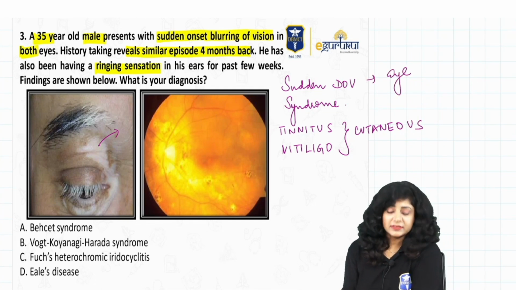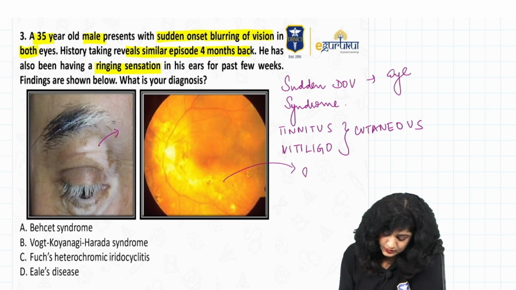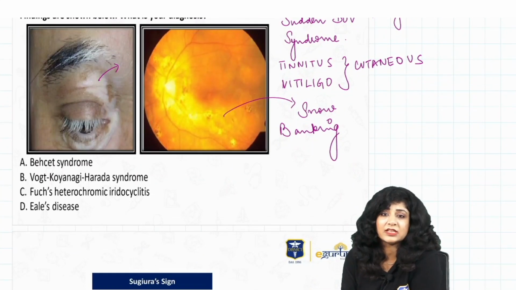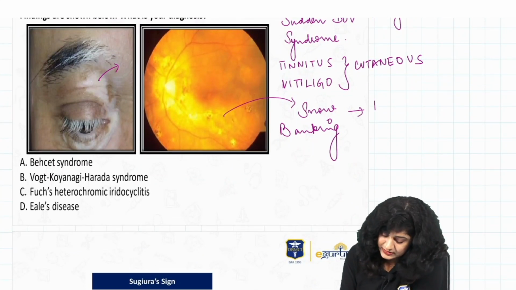Right, and then you can also see this one is your snow banking. So we are also having the snow banking. You can see the exudation in the vitreous cavity. We have snowball opacities, we have snow banking. That is giving you the pars planitis. This is giving you pars planitis.